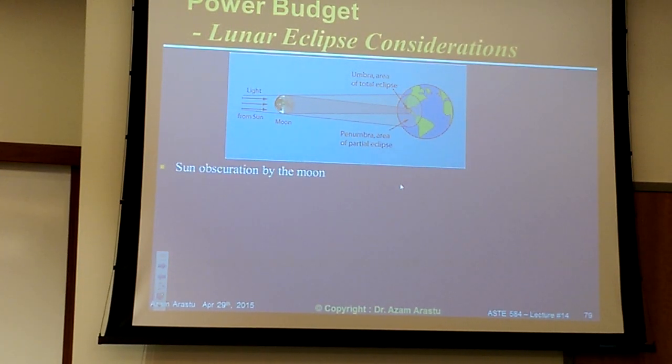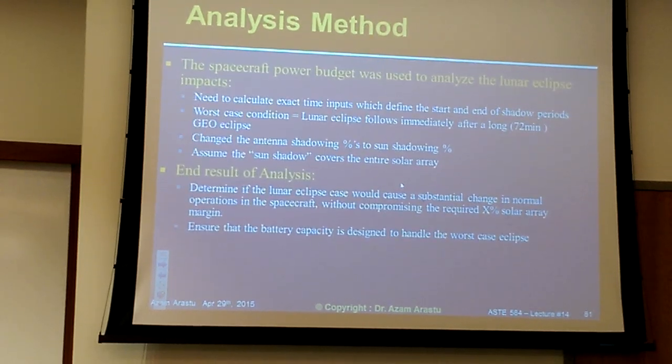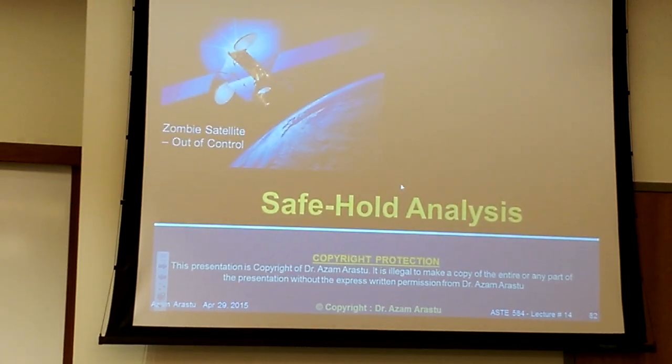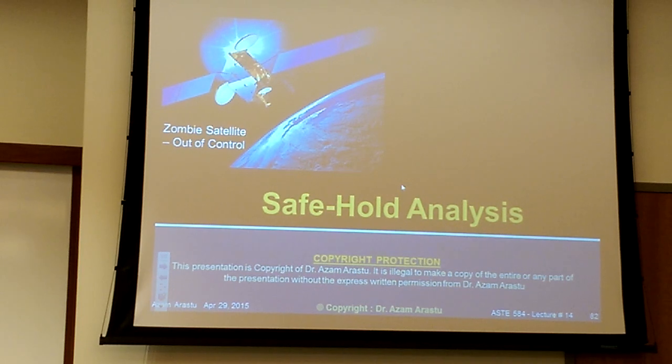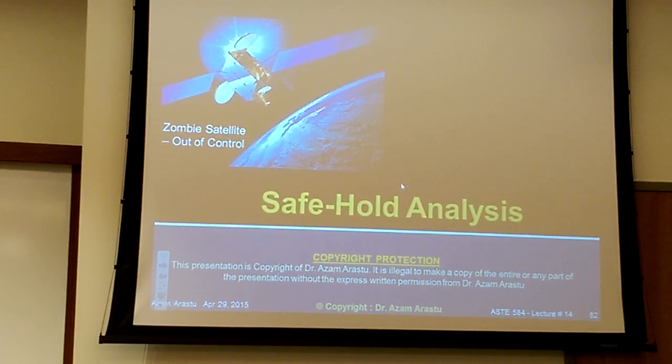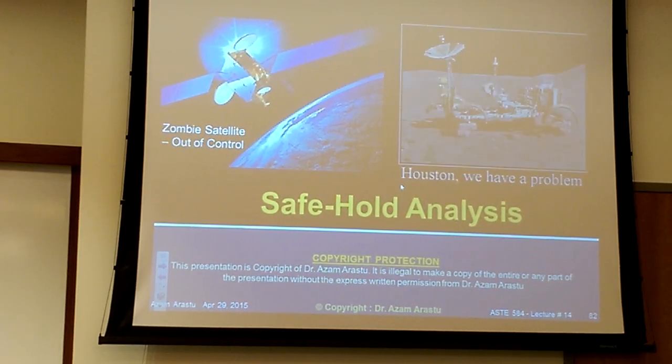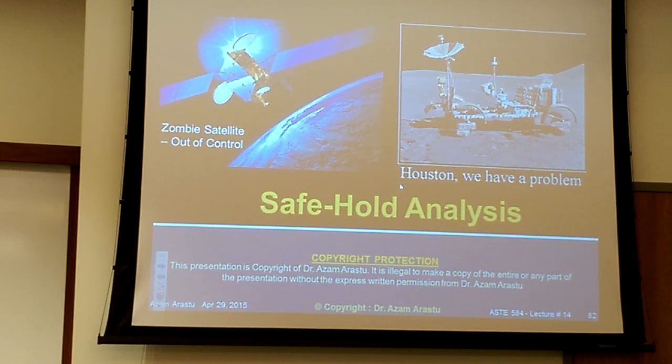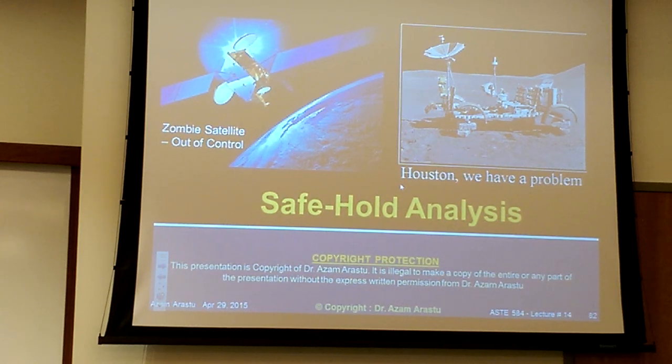Same thing, lunar eclipse cases. Safe hold analysis, when you have lost control, you need to make sure under emergency conditions. So there's another case, for example, I call it a zombie satellite. The satellite is lost. You have lost control. But you need to make sure you have enough power margins during this case where you have a problem and don't know what it is, by the time you figure it out.